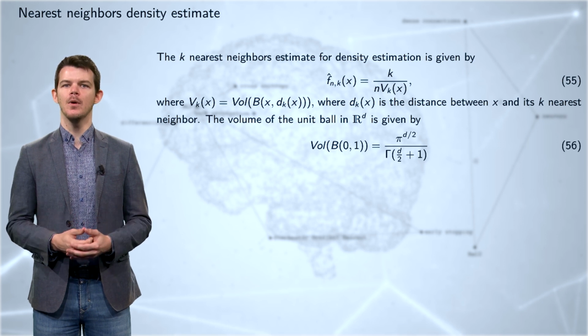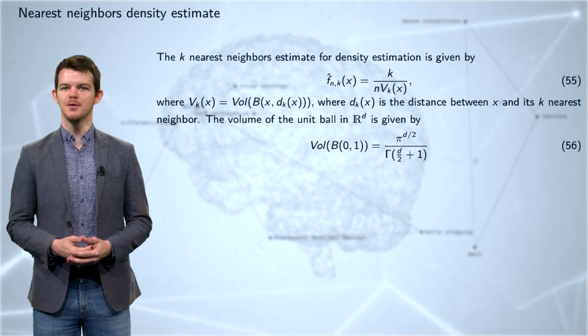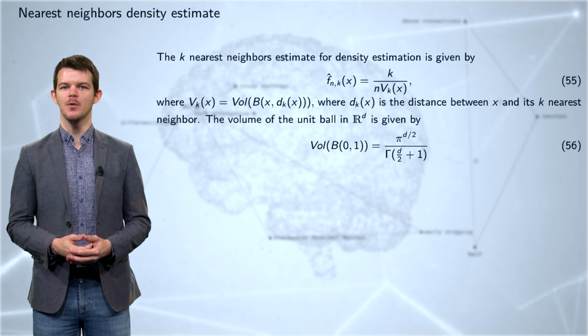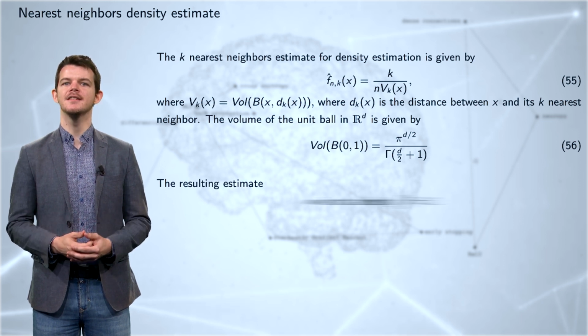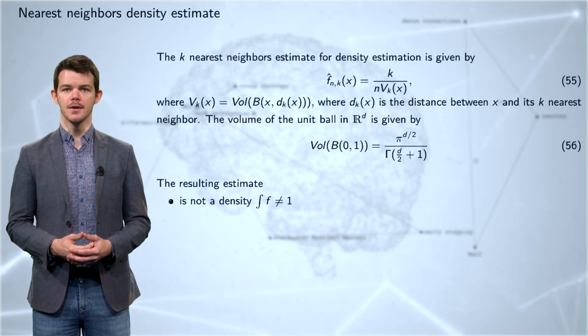The volume of a ball of radius r in R^d can be obtained by multiplying the volume of the ball centered at 0 of radius 1 by the radius of the original ball r to the power d. Therefore, the nearest neighbor estimate in 55 only requires the distance between x and its k nearest neighbor to be computed. The resulting estimate is not a density, since its integral does not sum to 1.